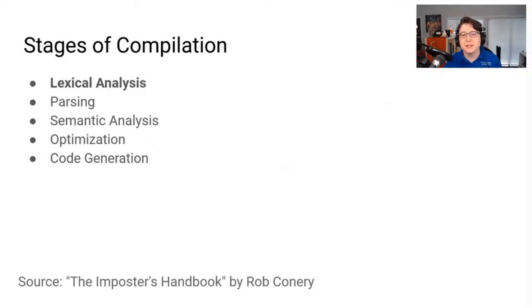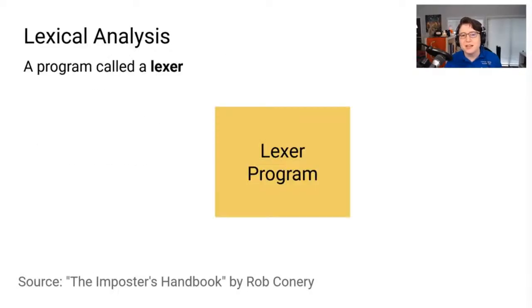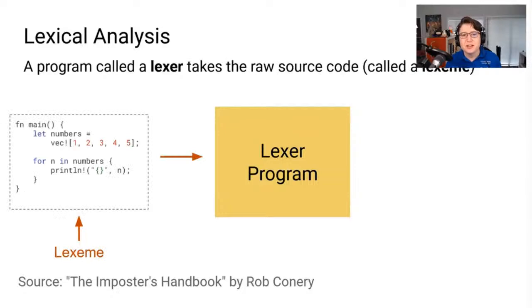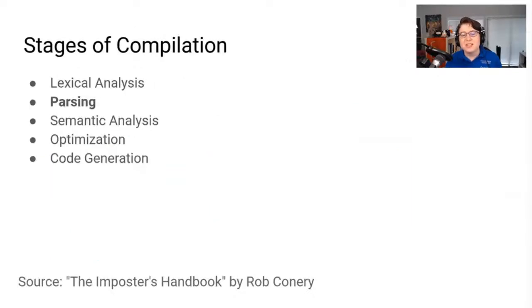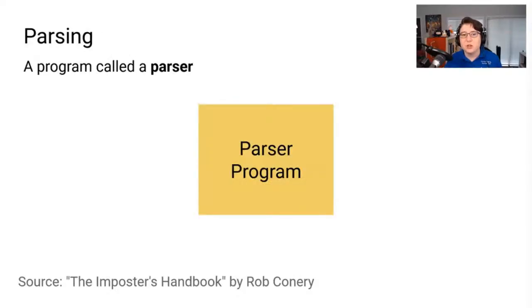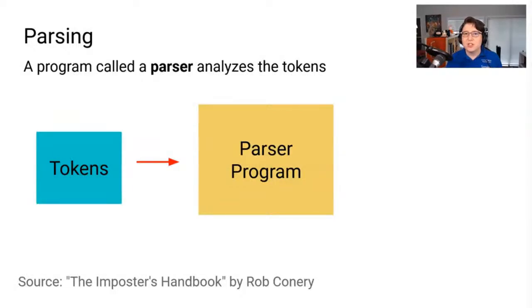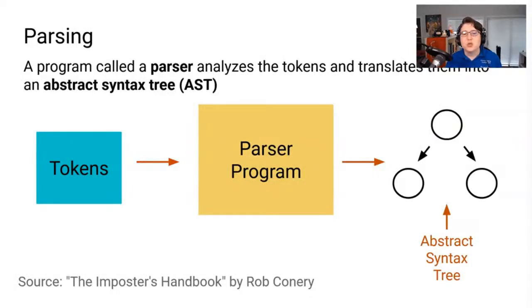Going back to the stages of compilation, let's start with the first one, lexical analysis. During lexical analysis, a program within the compiler called a lexer takes the raw Rust source code, analyzes it, and then splits the code into tokens to make it easier for the compiler to parse. That brings us to the next stage of compilation, called parsing. In this stage, a program within the compiler called a parser analyzes the tokens generated by the lexer, and then translates them into an abstract syntax tree, or AST. Having the tokens in this data structure makes it much quicker and easier for the compiler to do the rest of its work.